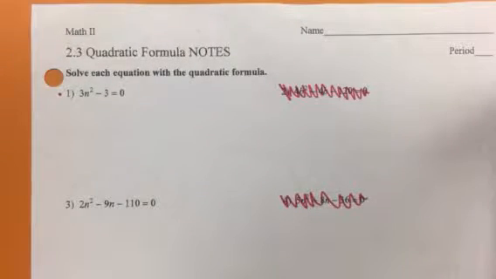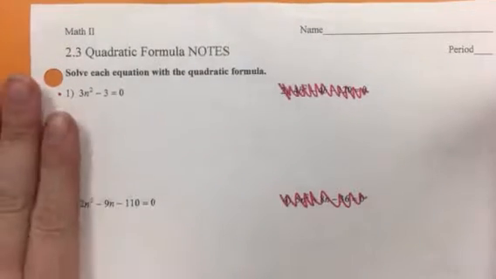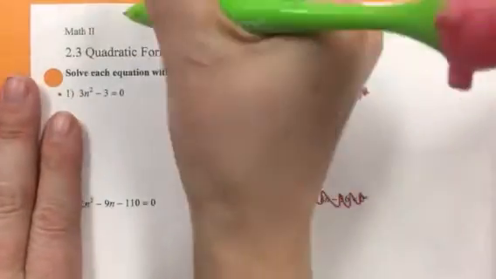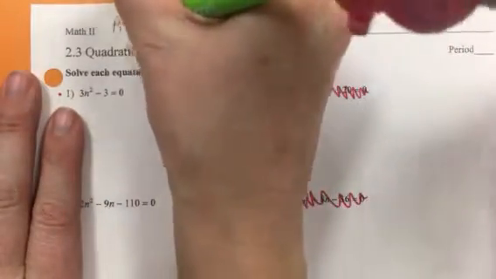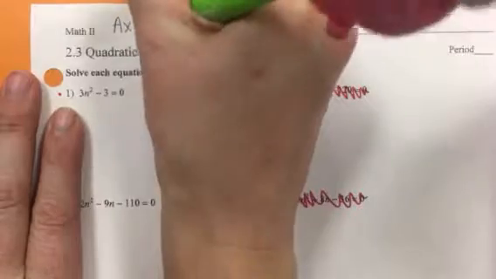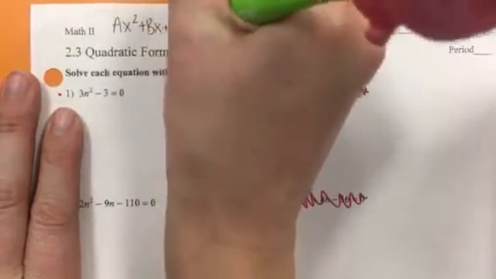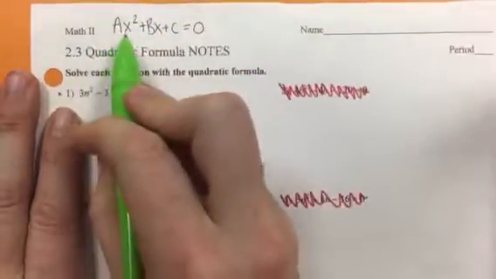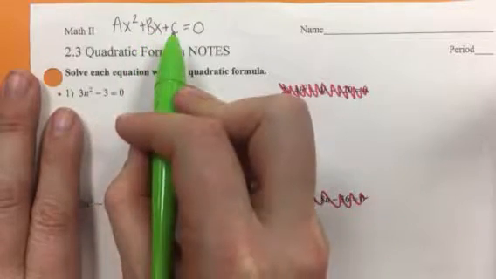We're going to be going over the quadratic formula. For the quadratic formula, you will be given a quadratic in standard form. It will look like this: ax squared plus bx plus c.